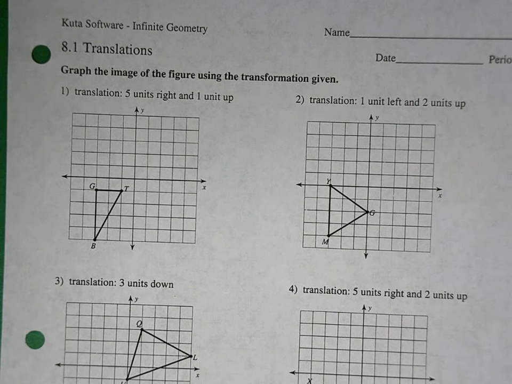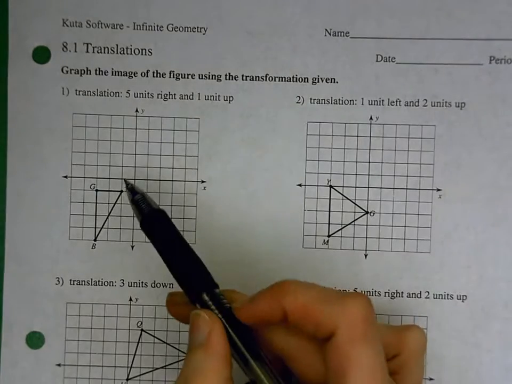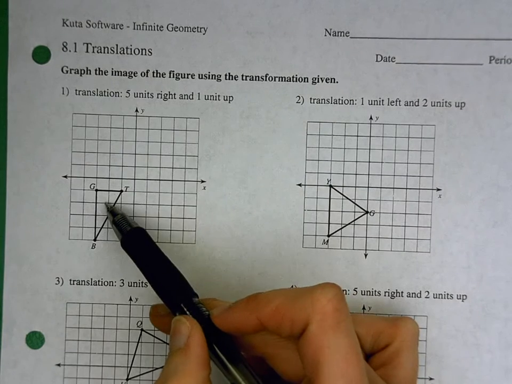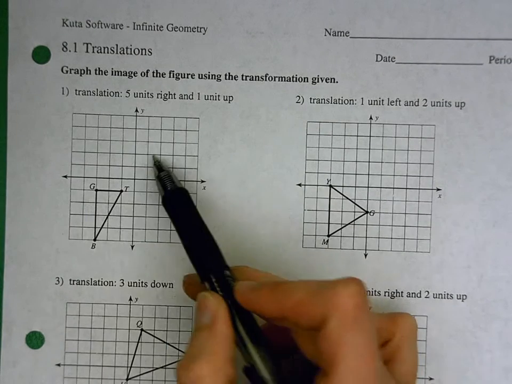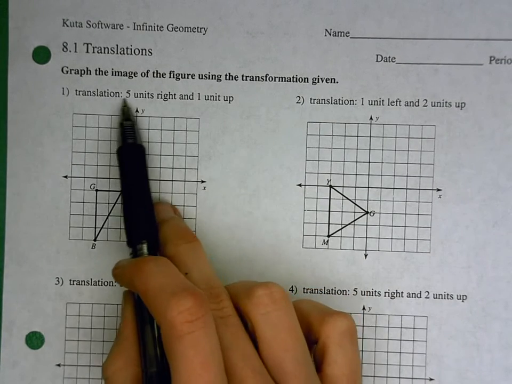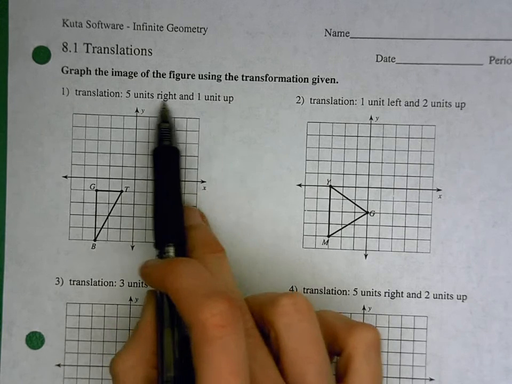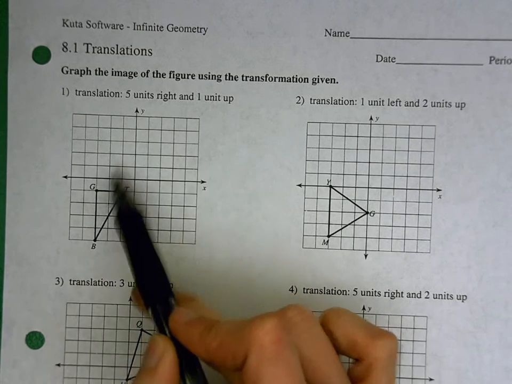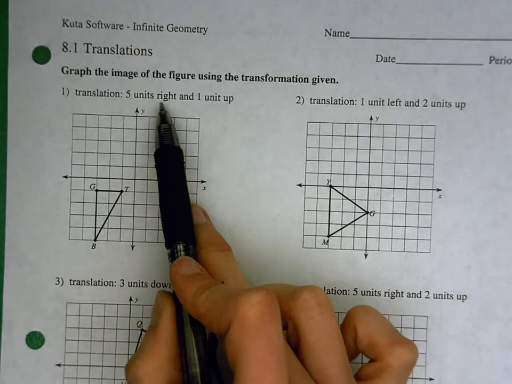Hi there. We started our unit on transformations today, and we looked at translations. Reflections and rotations will be next time. A translation is when we take a shape and we slide it around our coordinate plane according to a set distance and a set direction.